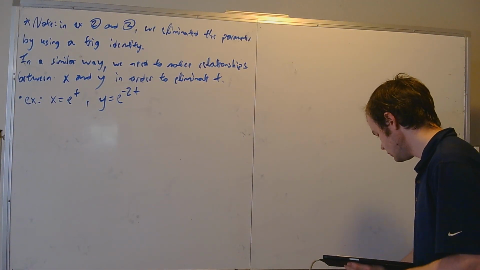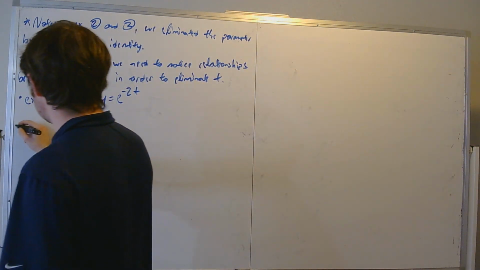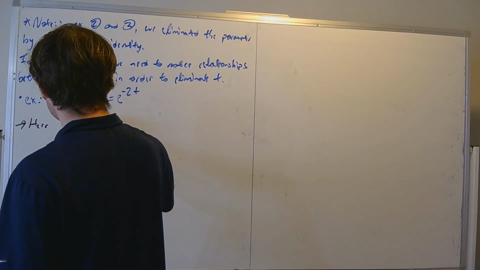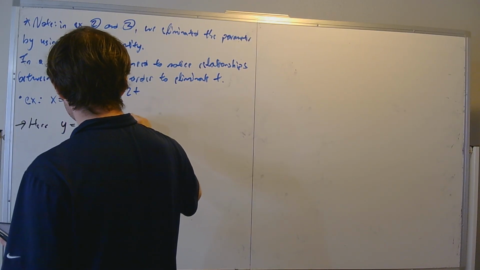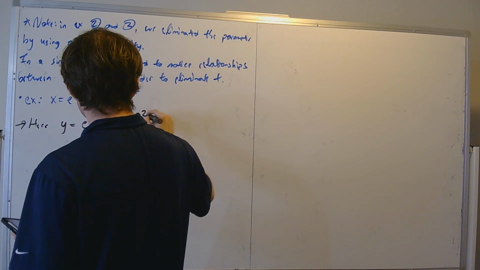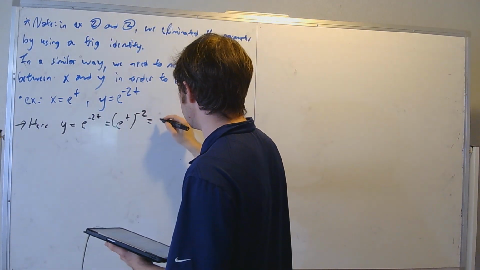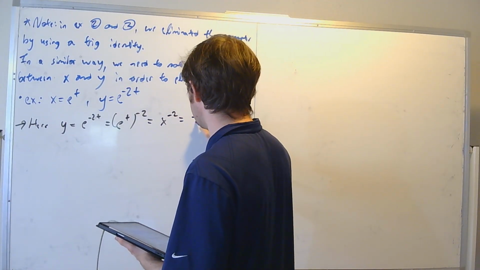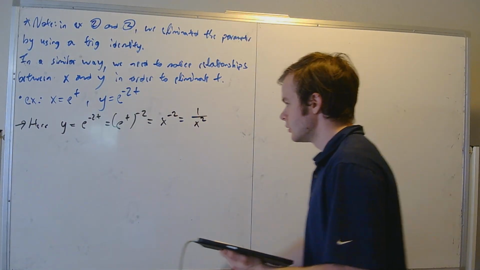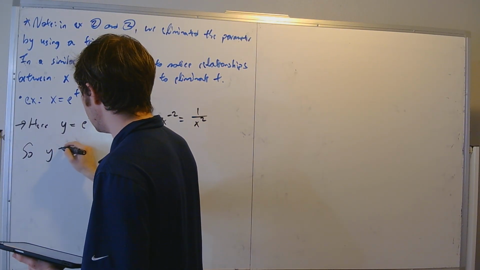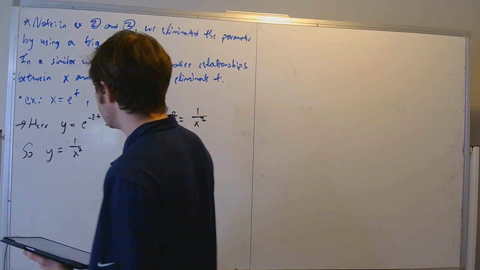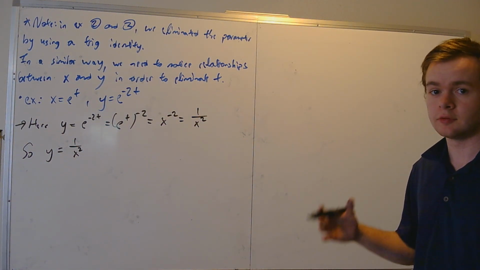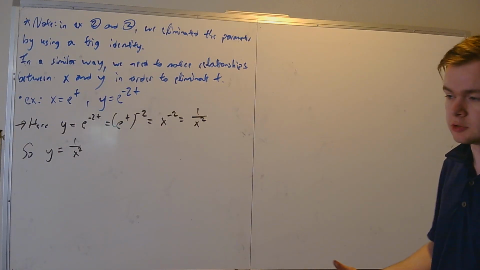So, as I said here, y equals e to the negative 2t, which is e to the t to the power of negative 2, and we said e to the t was actually x. So it's x to the negative 2, which is the same thing as 1 over x squared. So y equals 1 over x squared. That tells us the graph that we're looking at. That doesn't tell us the parametric curve, that just tells us the shape of the graph.